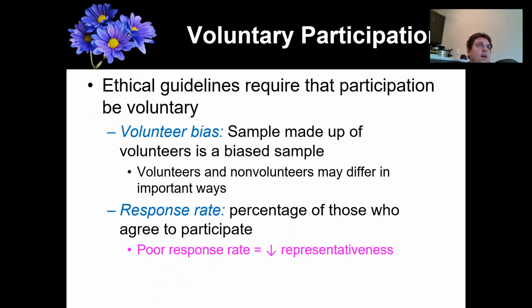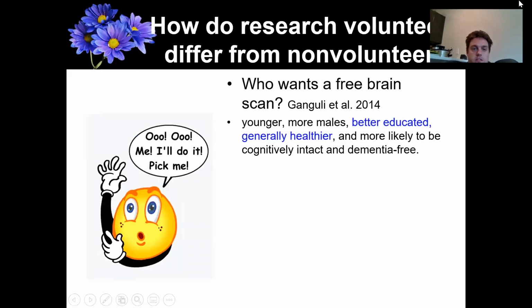There's a study done by Ganguly where they wanted to look at, I think it was something to do with early signs of dementia, and they were scanning people's brains to see what factors might predict that later in life, or something along those lines. But they found that the people who did volunteer for the study were younger, tended to be male. I guess more of them wanted a free brain scan, which is what they got for the study. They're better educated, generally healthier, and more likely to be cognitively intact and dementia free.